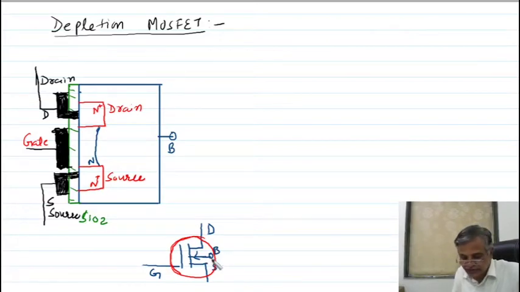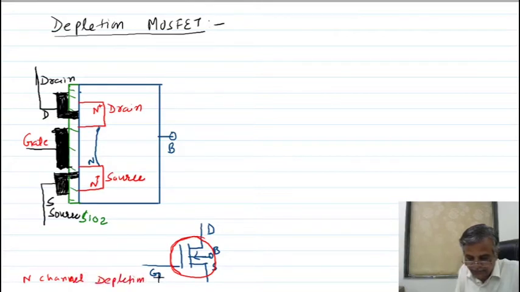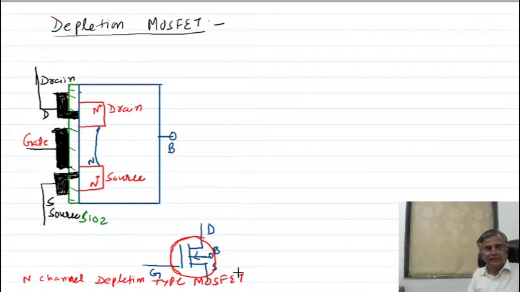Some manufacturers join these two also, like this, for some application purpose. But it is your choice whether you want to show the joining or not. So I am showing it in this way. This is the symbol of an N-channel depletion type MOSFET.